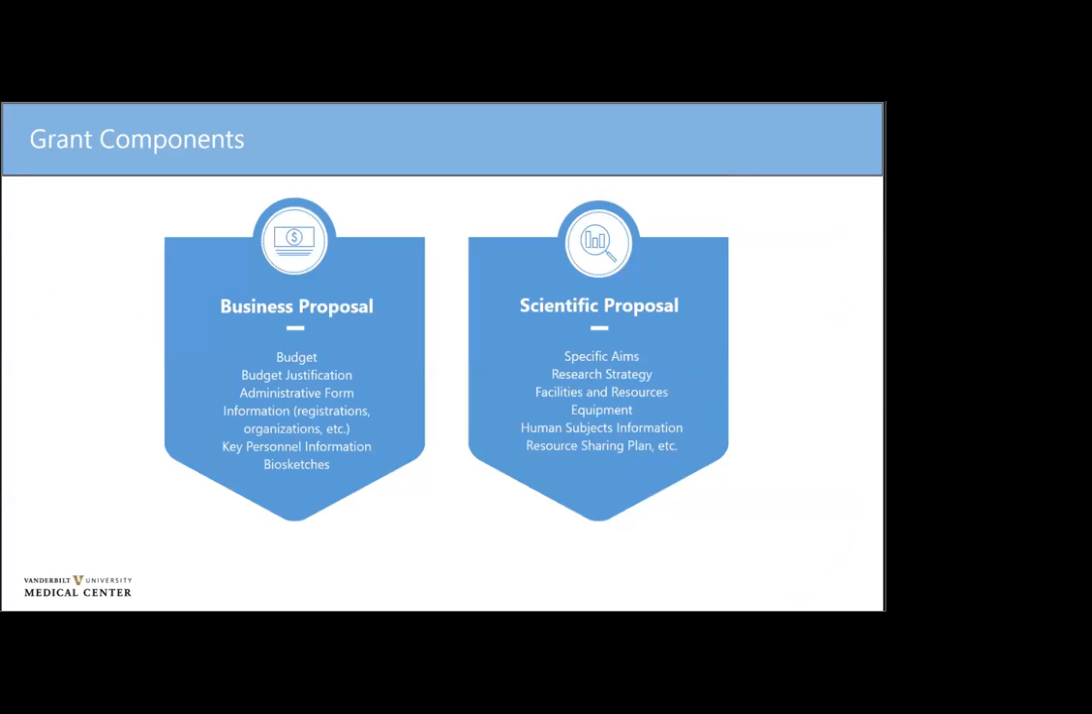I like to think about grant components in 2 categories, the business part and the scientific part. The scientific part is what your investigators are responsible for writing. These are the technical details about the proposal and how it's going to get accomplished. The business proposal includes more administrative and definitely budgetary items. And this is the part that you as an administrator will likely help with or maybe even lead.